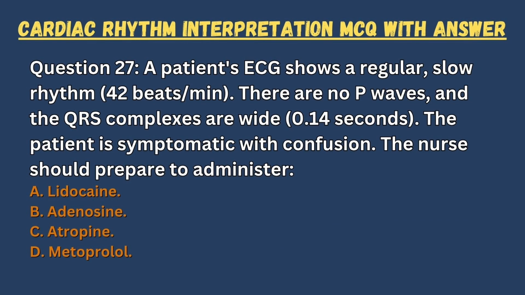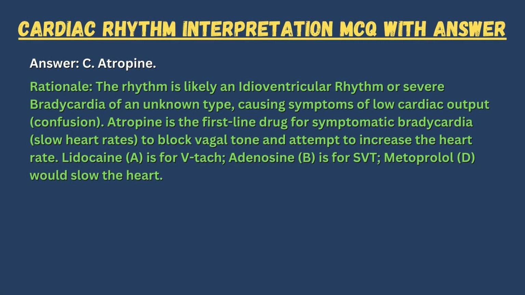Question 27. A patient's ECG shows a regular, slow rhythm, 42 beats per minute. There are no P waves, and the QRS complexes are wide, 0.14 seconds. The patient is symptomatic with confusion. The nurse should prepare to administer A. Lidocaine. B. Adenosine. C. Atropine. D. Metoprolol. Answer: C. Atropine.